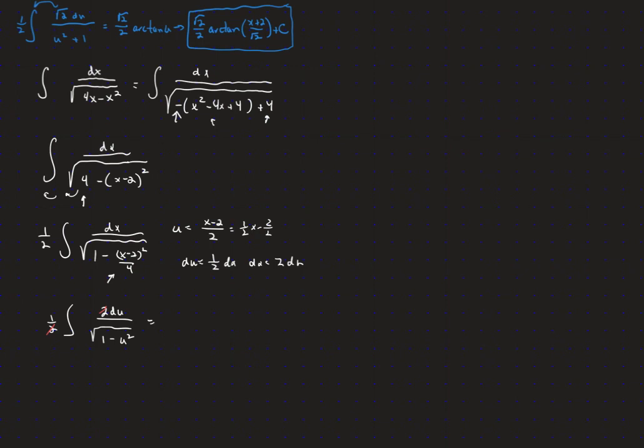Du over the square root of 1 minus u squared is going to be arc sine of u, and then we'll go back to our x's, and say that's an arc sine of x minus 2 over 2 and our plus our constant of integration c. Okay, and there's a lot to this, and it does take practice.